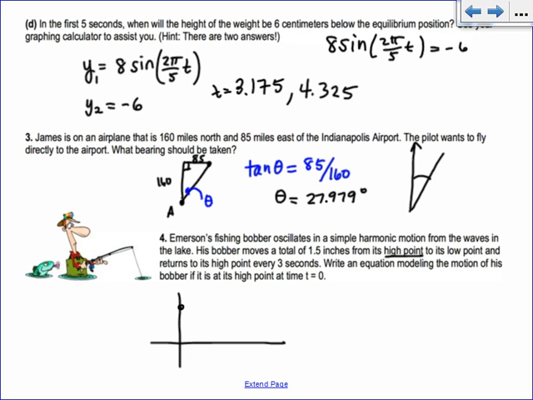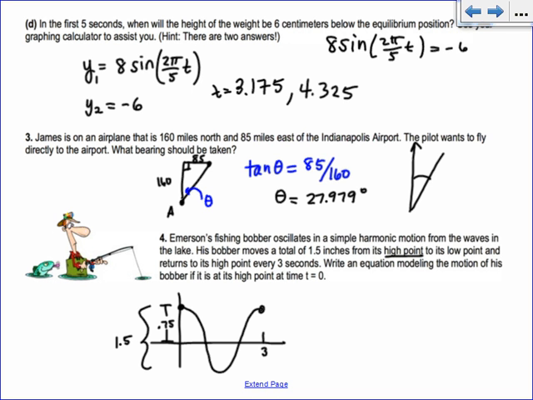So we're going to start up here, 1.5 inches from its high point, and then it goes down to its low point. Maybe it's not 1.5 then. So what should it actually be instead of 1.5? Because it's going to go a total of 1.5. Yeah, we need 0.75 for this distance to give us a total of 1.5. Tricky. And then it returns to its high point every 3 seconds. So write an equation modeling the motion of his bobber if it's at its high point at time 0.